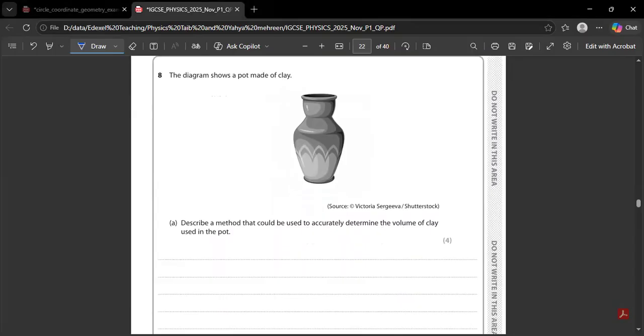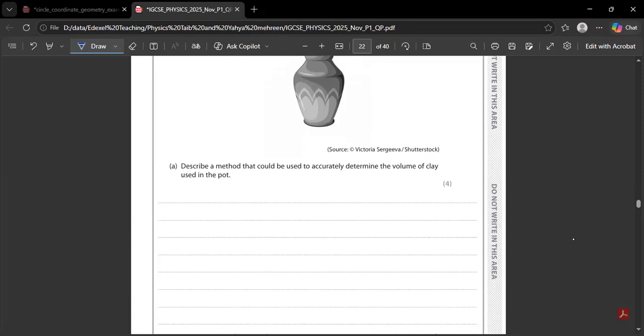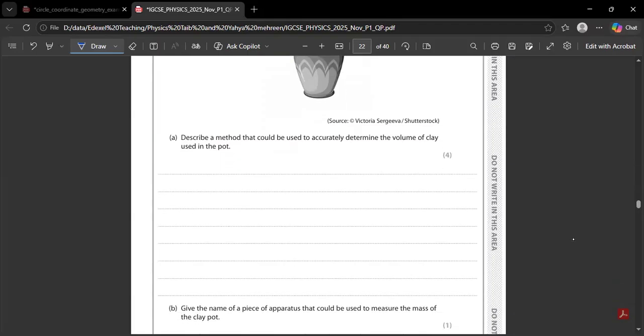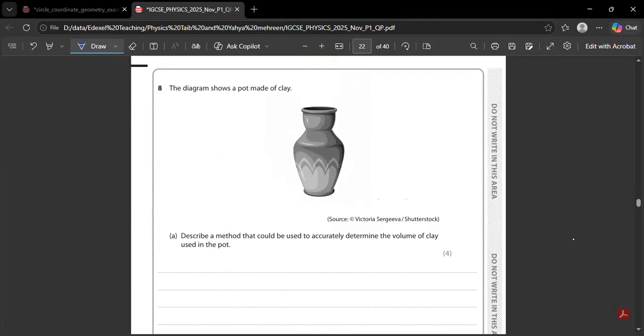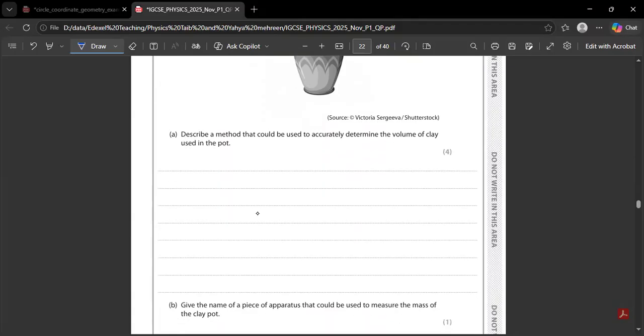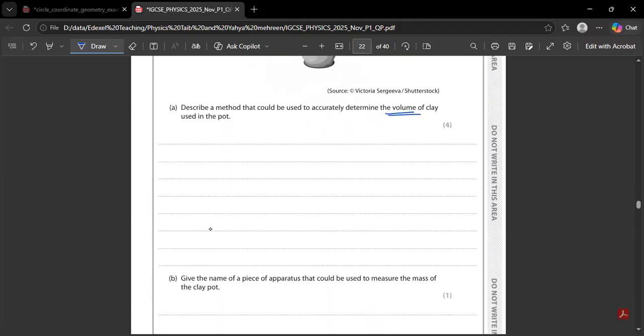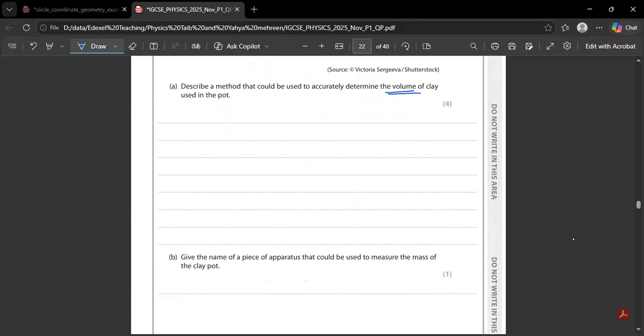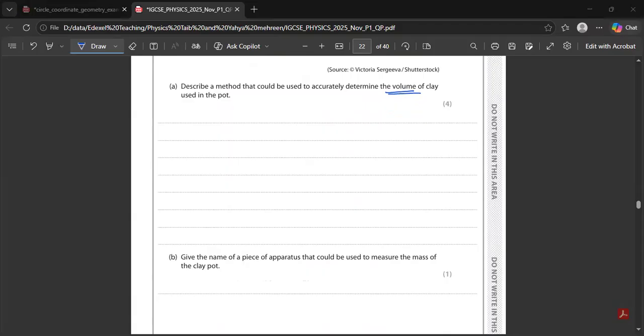The diagram shows a pot made up of clay. Describe a method that could be used to accurately determine the volume of clay used in the pot. Okay, volume of clay. How can we find out the volume of clay used? And we do not know the value of density and other things.